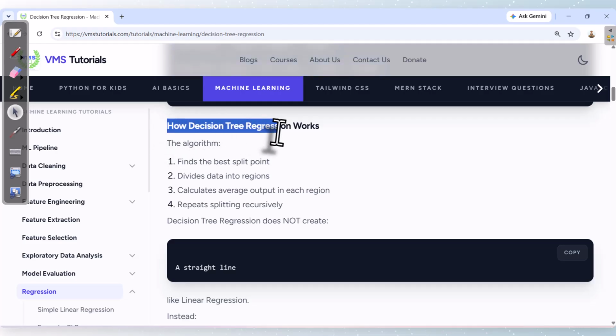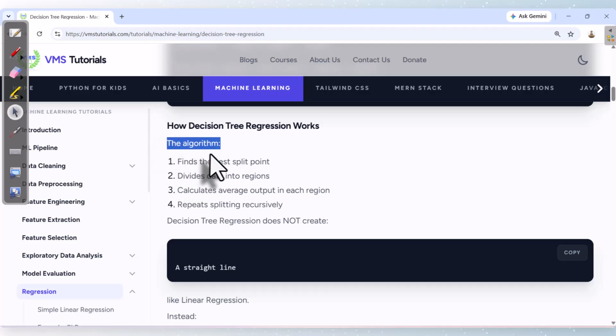Then how does decision tree regression work? I have written this procedure in very simple steps. I have not written the complicated mathematical equations, to make it clear. The algorithm first finds the best split point. We need to find the best split point first, then divide the data into regions. I will explain with a detailed example, but just understand the steps first.